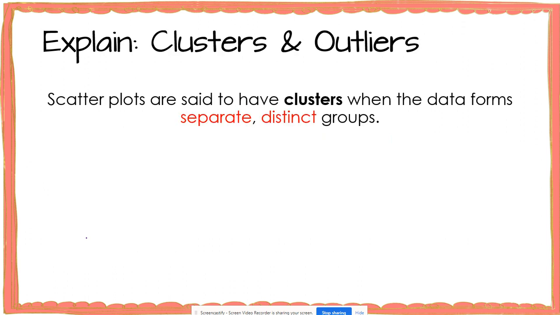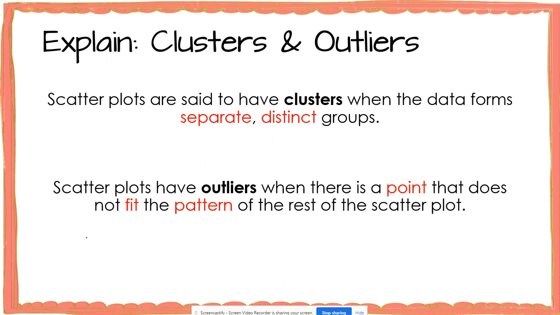Now let's also talk about clusters and outliers. We say that a scatter plot has clusters when the data forms what we call separate and distinct groups. Scatter plots will have outliers when there is a point that does not fit the pattern of the rest of the scatter plot. So that would be a point that was way higher or way lower or much further to the left or much further to the right than the rest of the points in the scatter plot.